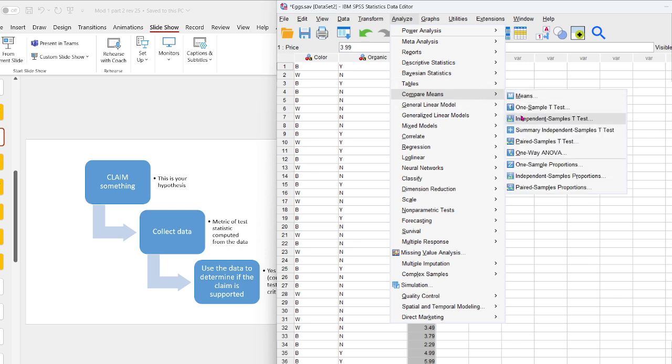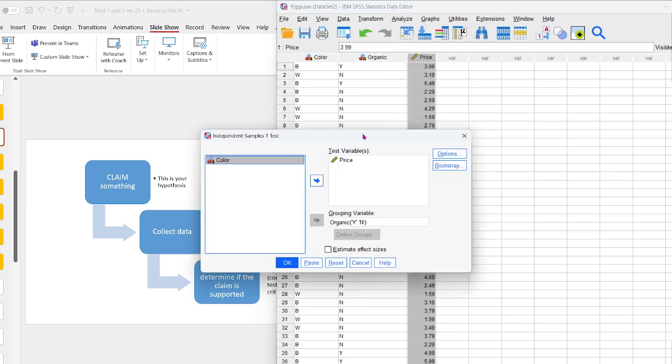Now, if you watch the old videos, this menu has actually changed a bit, so it is slightly different. Not significantly so, but it doesn't look exactly the same. So compare means, independent samples t-test, you select this.